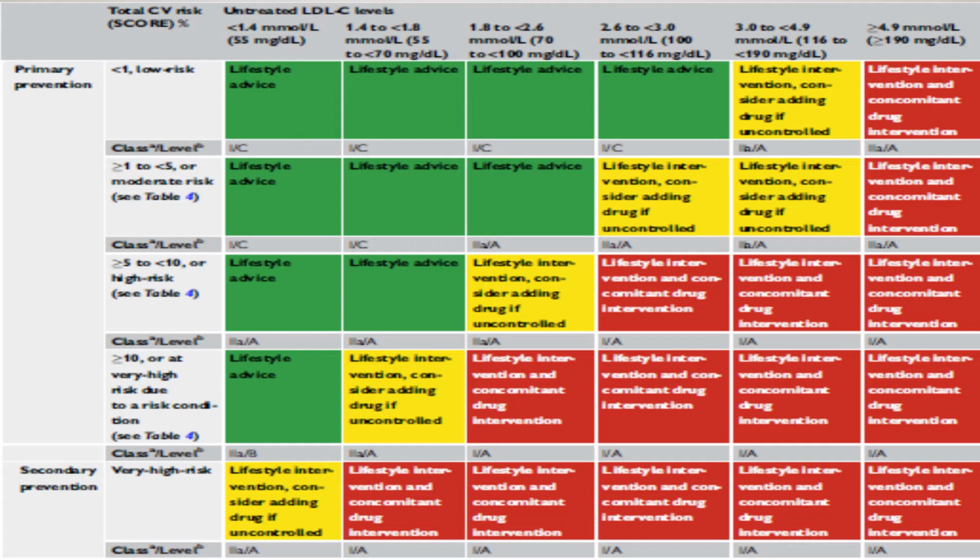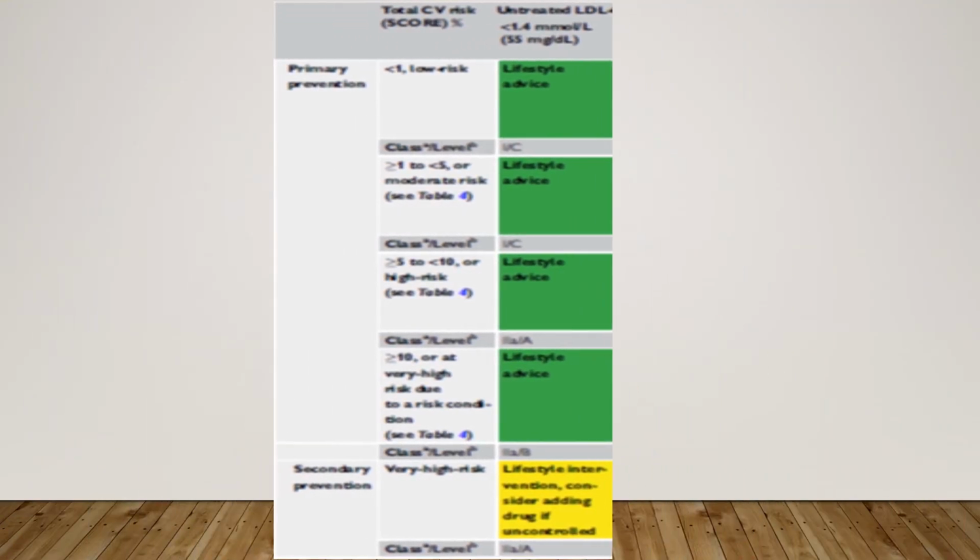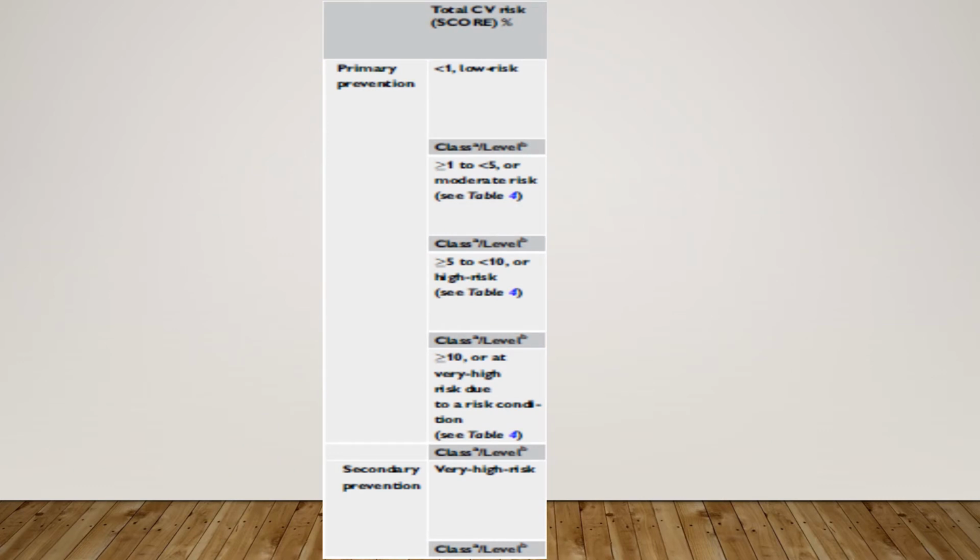According to the risk for those patients, according to the lipid profile, how would you manage those patients? There are primary prevention and secondary prevention. The primary prevention is for patients with low risk, moderate risk, high risk, and very high risk groups. What to do in each group?